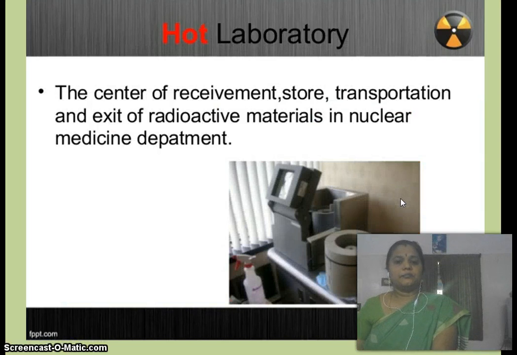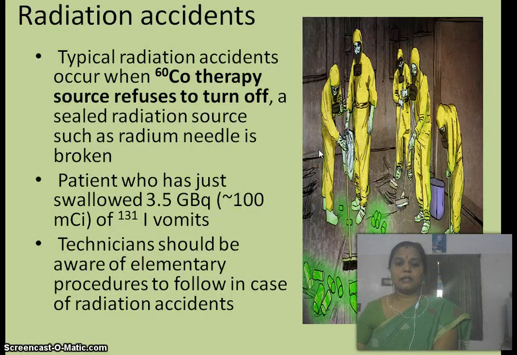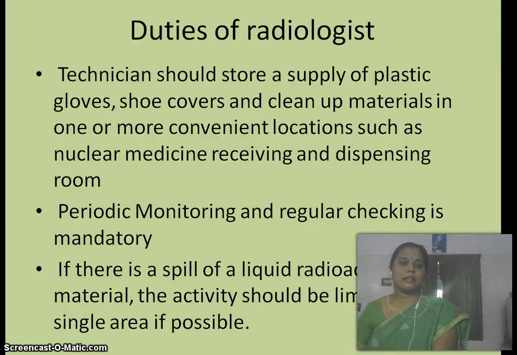The technician should always be more careful while receiving, storing and transporting the radioactive materials in the nuclear medicine department, because any mishandling may lead to radiation accidents. For instance, in cobalt-60 therapy, if the cobalt-60 source refuses to turn off during the treatment, or if the patient vomits after intake of iodine 131, a radiation accident may happen, and the technician should always be aware of all the elementary procedures to be carried out if an accident occurs.